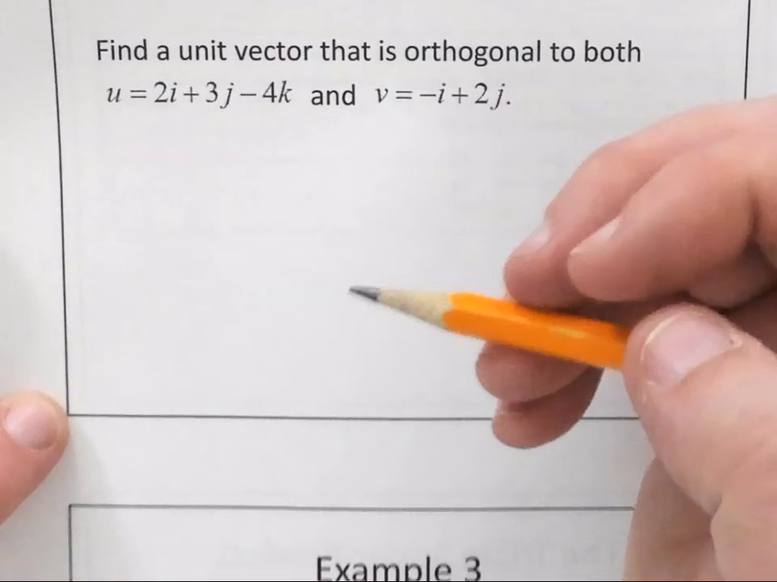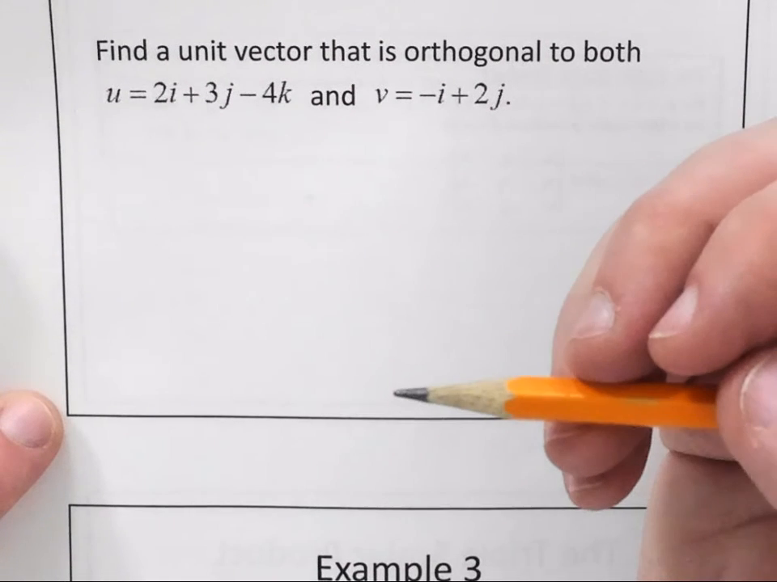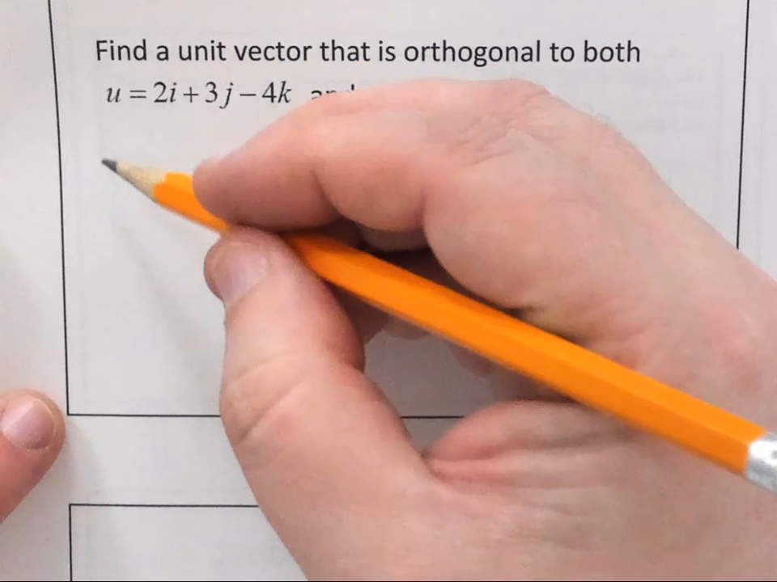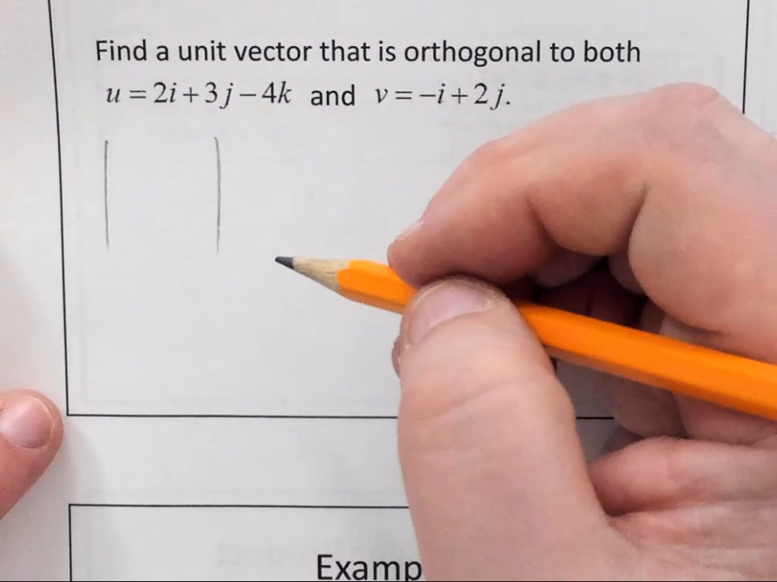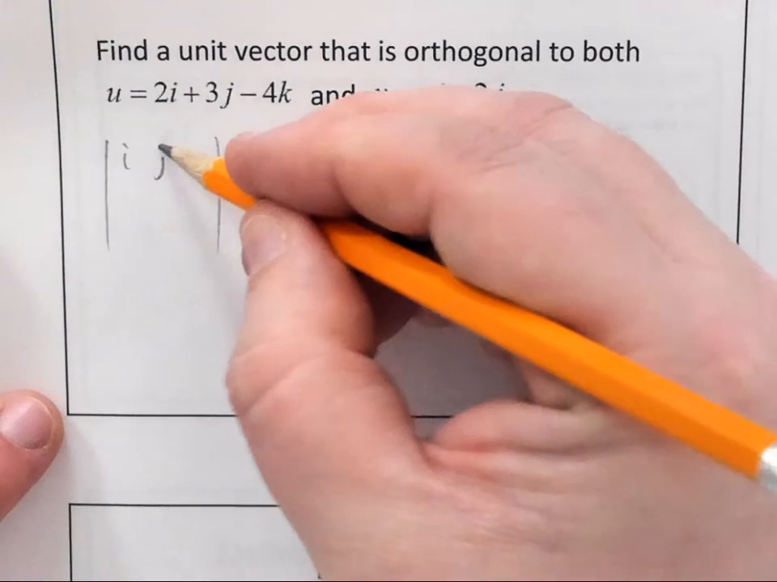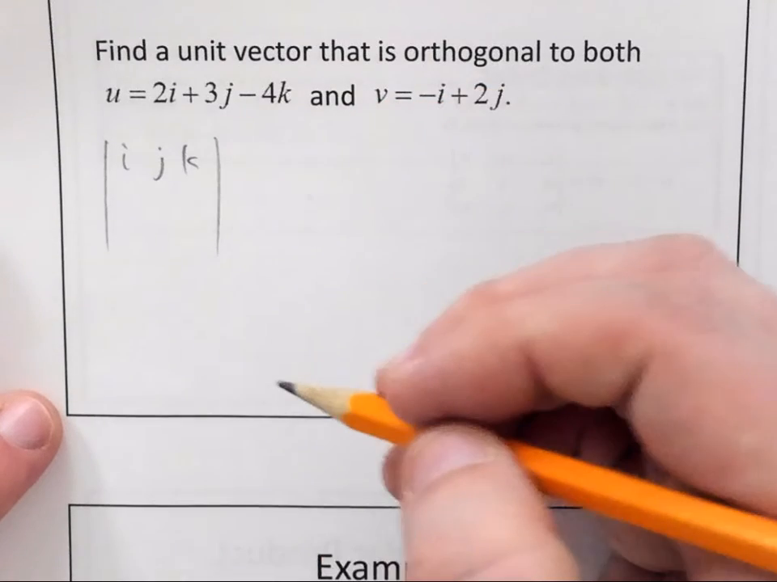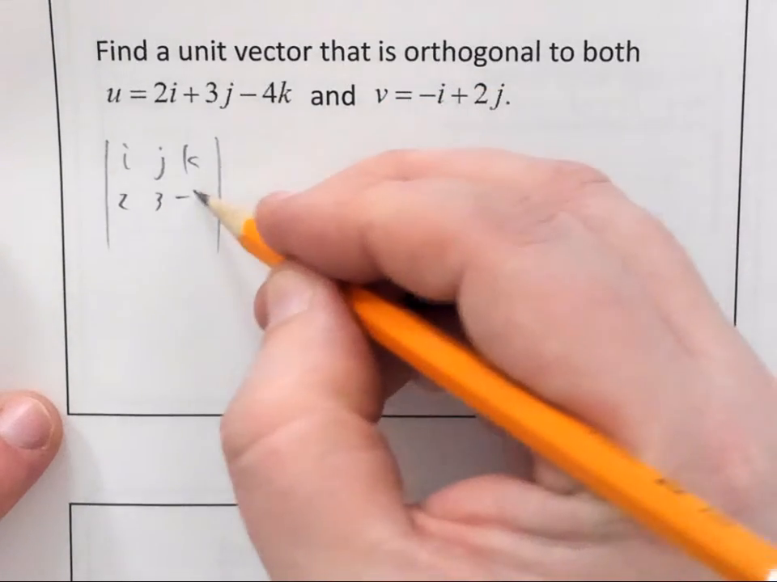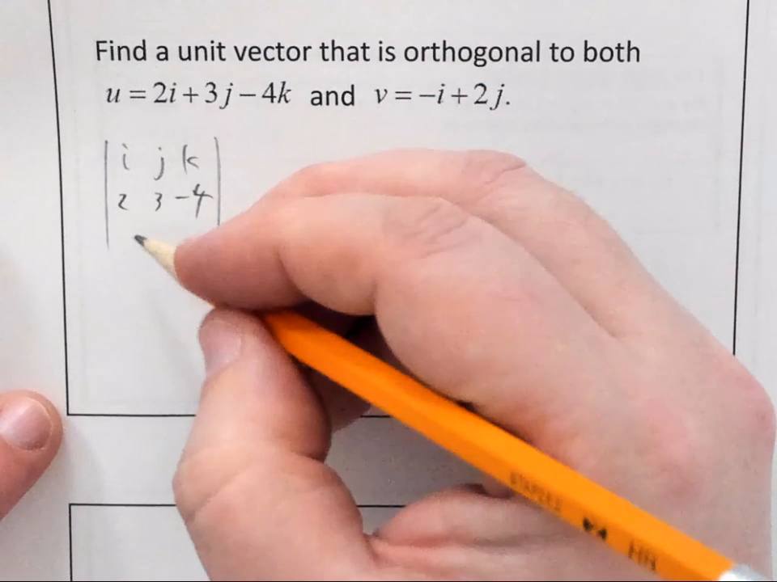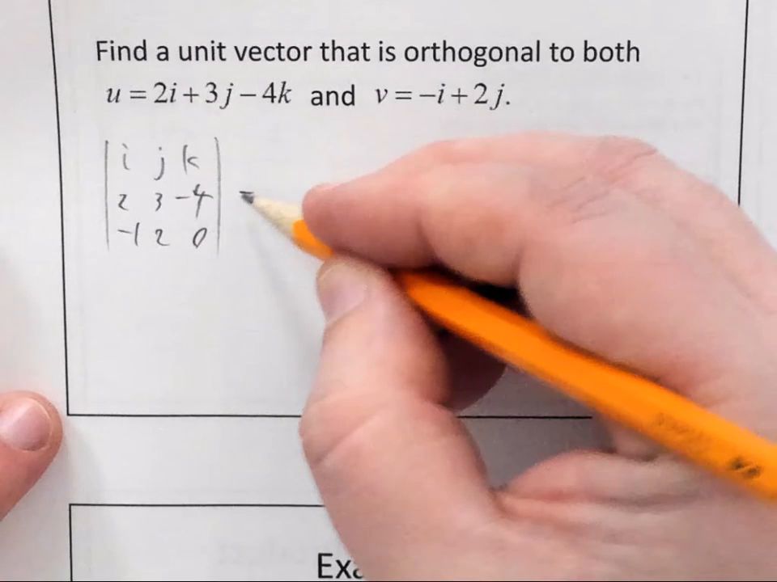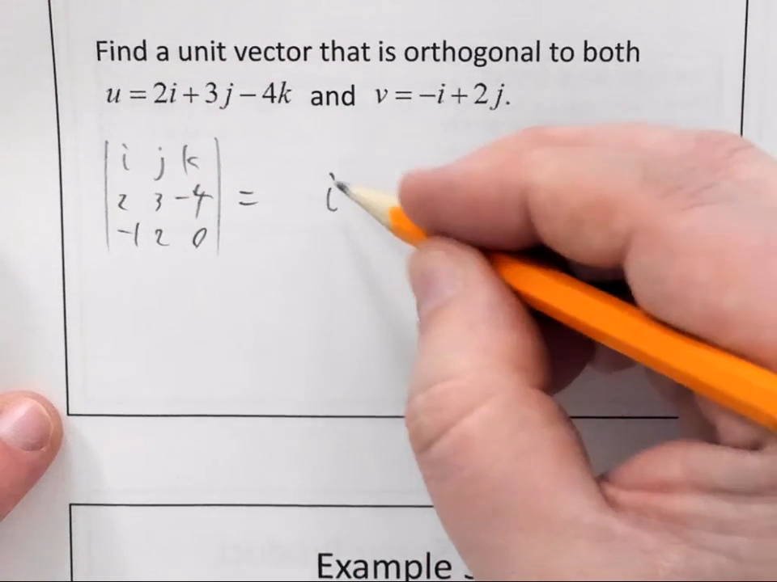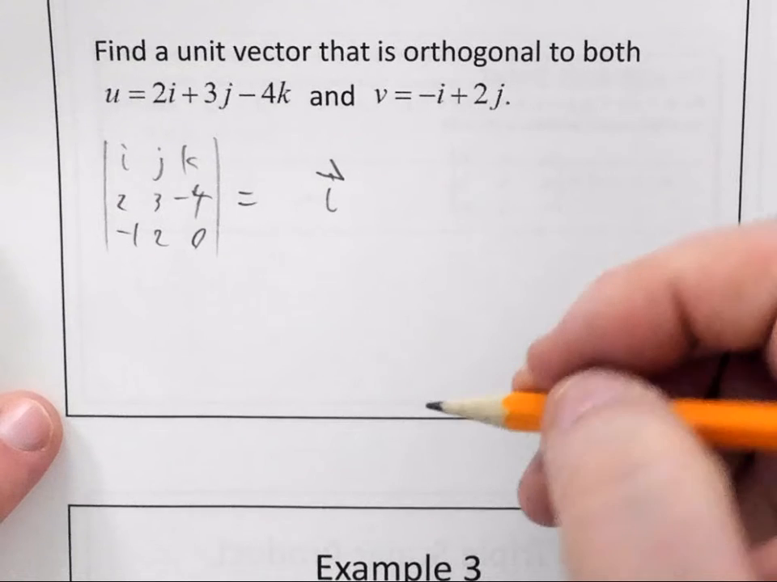Yeah, cross them together. Tell you what the whole section's about. So if I do the cross product, what do I do first? Yeah, that matrix, top row is IJK. Middle row? 2, 3, negative 4. Bottom row? Negative 1, 2, 0. So, what do I end up with in front of the I?